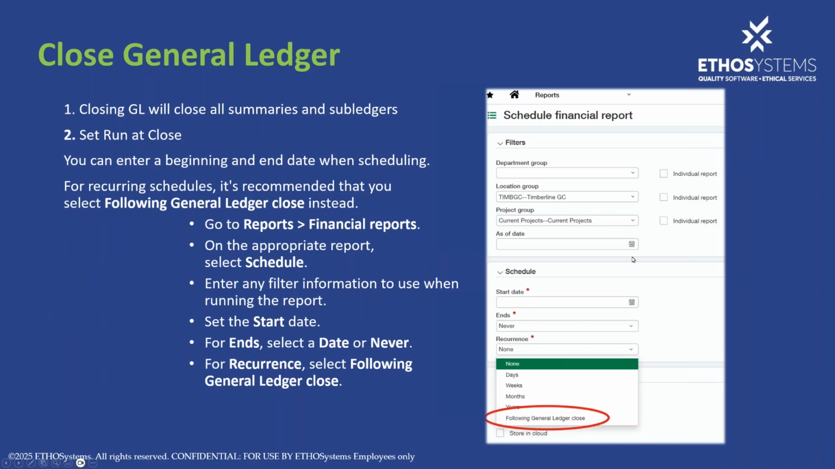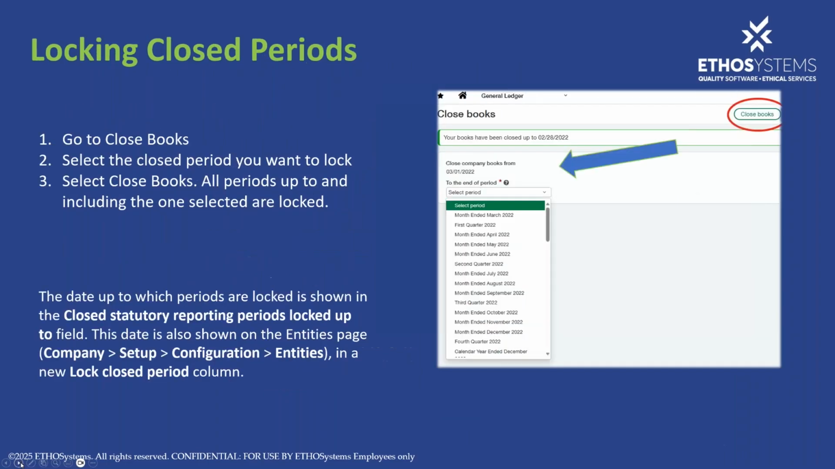And then again, our as of date: if you leave it blank, it runs for the current date, which is typically what we're doing for closing processes. Leaving it blank is the best practice recommendation. As of date, leave it blank when you're scheduling reports, because think about it, we want it to run for the current date. If you put a date in here, it's going to lock that report down to only that date, and you're going to get the same report every single time.